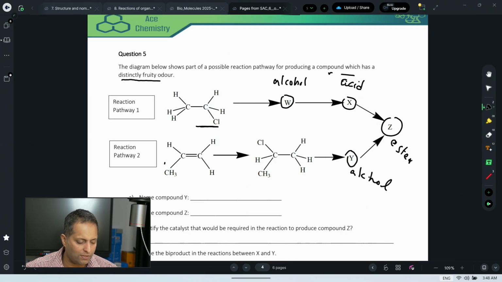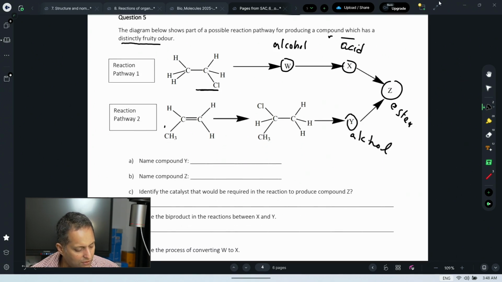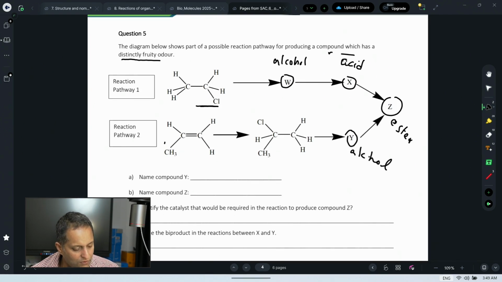So you need to do a bit of reverse engineering to work that out. Since we have a good idea about the whole process, now let's start answering these questions. Name compound Y. It has to be an alcohol.